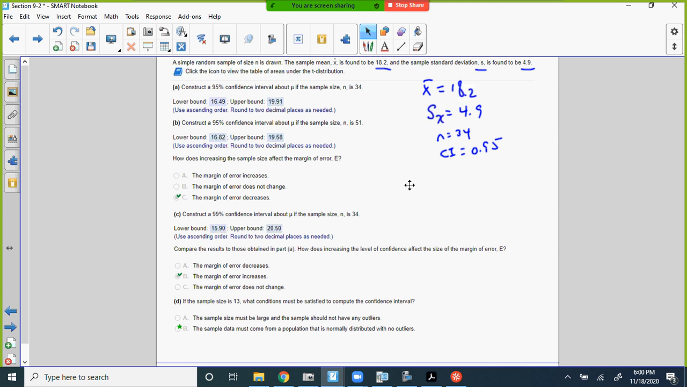T interval. Compare the results obtained in part A. How does increasing the level of confidence affect the size of the margin of error? The margin of error, guess what? Increased. It went out more. So D turned around and said, if we have a sample size of 13, what conditions must be satisfied to compute the confidence interval? Well, the sample data must come from a population that's normally distributed with no outliers because the sample size is so small. So they're just some more theoretical type questions.